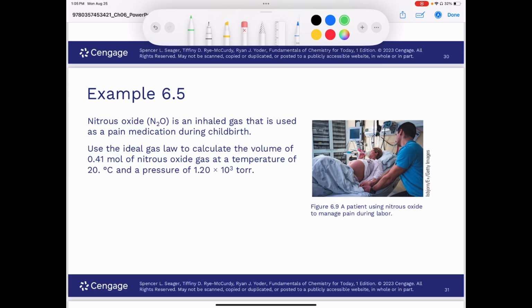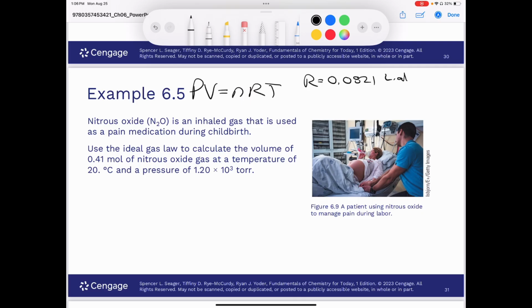All right, let's take a look at this problem. Nitrous oxide, N2O, is an inhaled gas that is used as a pain medication during childbirth. Use the ideal gas law, PV = nRT, to calculate the volume of 0.41 moles of nitrous oxide gas at a temperature of 20 degrees Celsius and a pressure of 1.20 times 10 to the power of 3 torr.